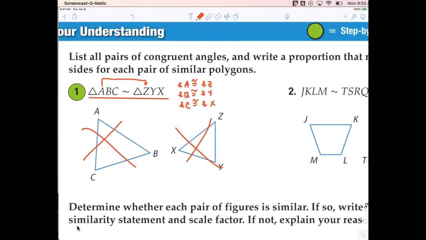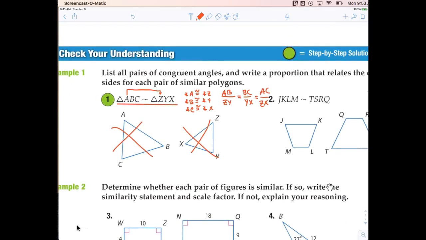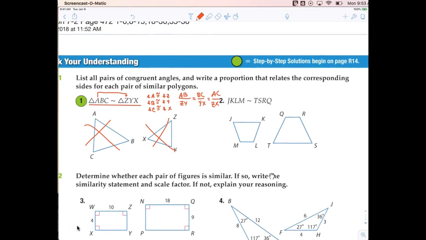Now I want to write out how you create a proportion for the sides. Look how easy this is. You would say AB over ZY is equal to BC over YX, which is equal to AC over ZX. That's what they're talking about when they say write a proportion that relates the corresponding sides for each pair. Again, very simple.